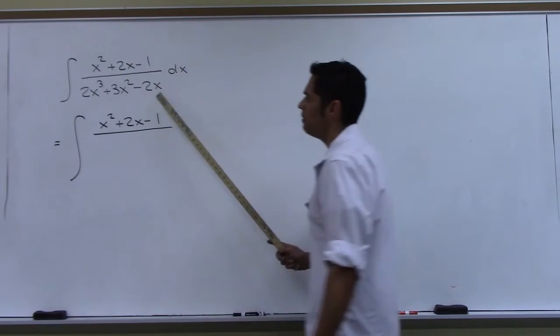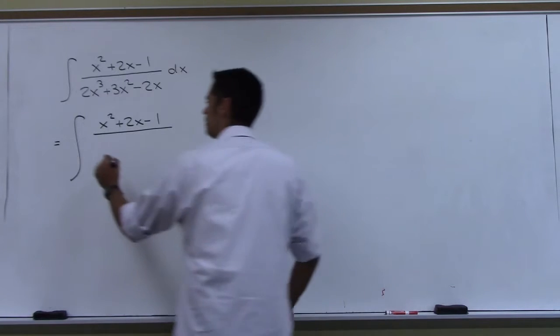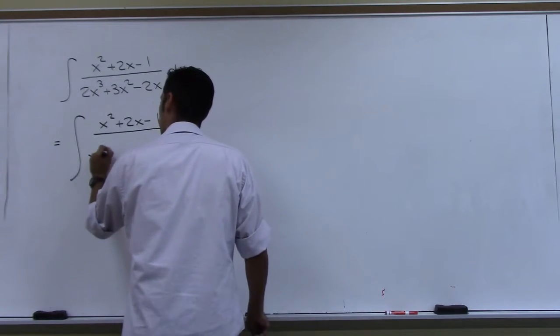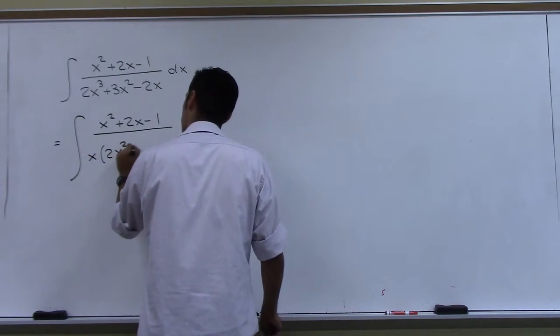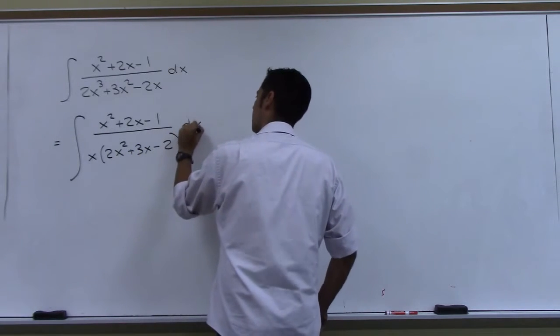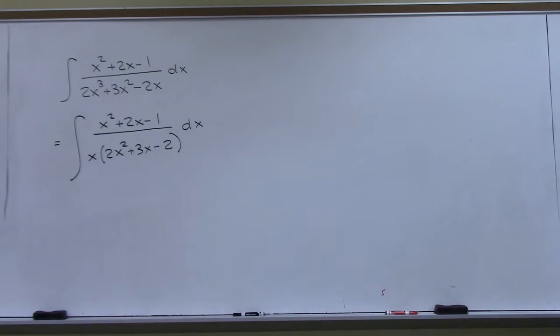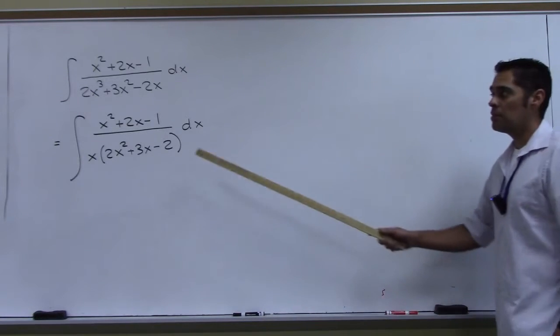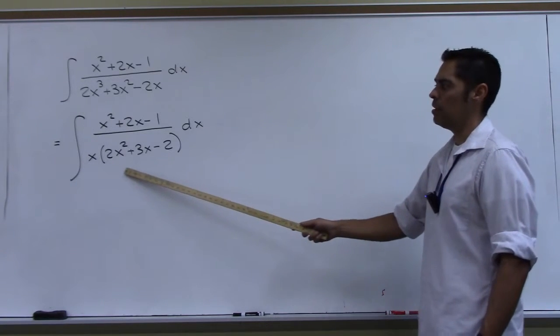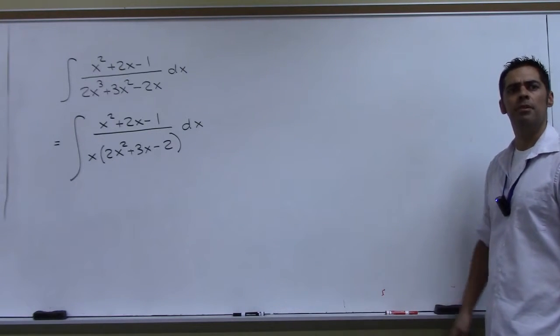So is there anything I can factor here? Just pull an x out. You'd be left with 2x squared plus 3x minus 2 dx. Agreed? That's just if I pull an x out of the bottom. Can you factor this? Because that's a trinomial, isn't it? Does that factor? Or is it irreducible?